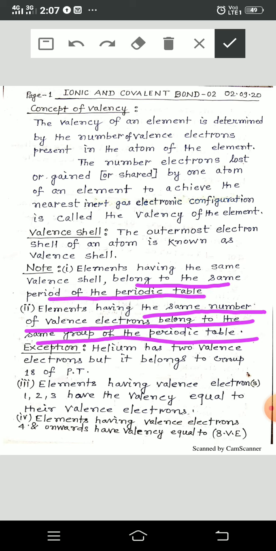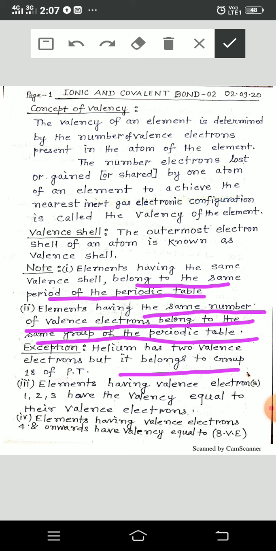Means if 2 elements have the number of outermost orbit as 3, this means they will lie in period 3. If the number of valence electrons for 2 elements is 2, this means they will lie in group 2 of the periodic table, and so on. Remember, helium has 2 valence electrons, but it belongs to group 18 of the periodic table. So this is an exception.